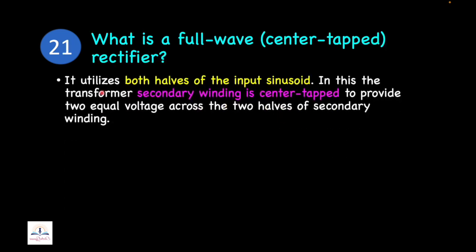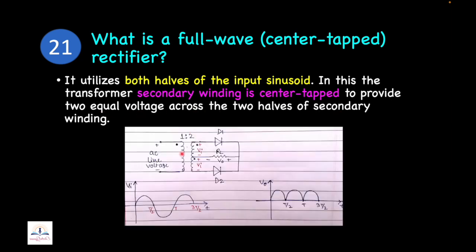What is a full wave center tap rectifier? So this center tap rectifier utilizes both halves of the input sinusoid. In this, the transformer secondary winding is center tapped to provide two equal voltages across the two halves of the secondary winding. This is the circuit diagram of the center tap rectifier. Here you can see that this secondary winding is centrally tapped. So the input voltage is provided in both halves of the circuit. Here the input is a sinusoidal wave, and at the output we will get this kind of waveform.